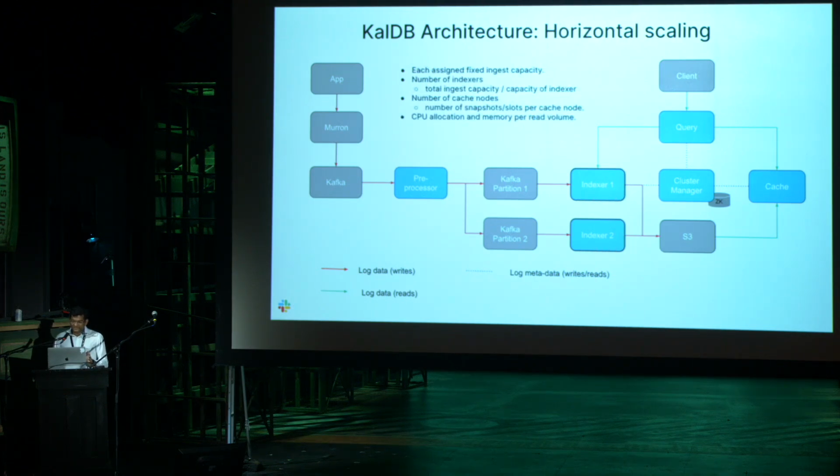Finally, this is how we achieve horizontal scaling in KalDB. Each assigned indexer has a fixed ingest capacity. So the number of indexers we bring up is the total ingestion capacity we are going to have, divided by the capacity of each indexer. That's the number of indexers we have. Similarly, to determine the number of cache nodes, we take the number of snapshots, divide that by slots per cache node, and that's the number of cache nodes. And depending on the read volume, CPU and memory are allocated to these nodes.